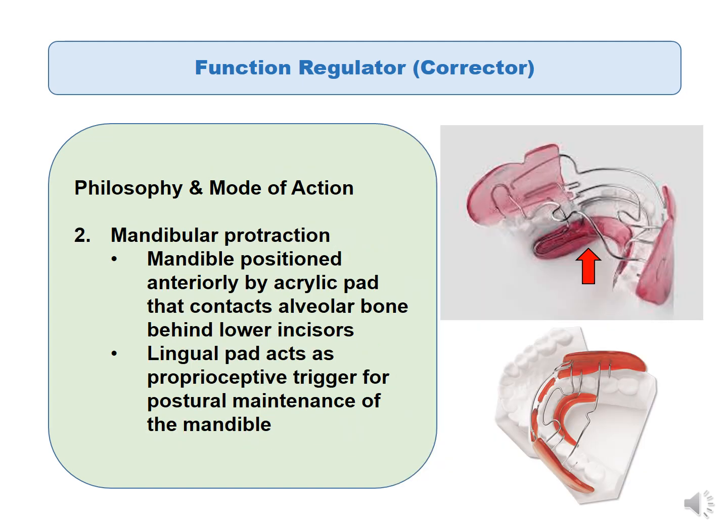The second mode of action is by way of mandibular protraction. The mandible is positioned anteriorly by the acrylic plate that contacts the alveolar bone behind the lower incisors. The lingual pad also acts as a proprioceptive receptor for the postural maintenance of the mandible.